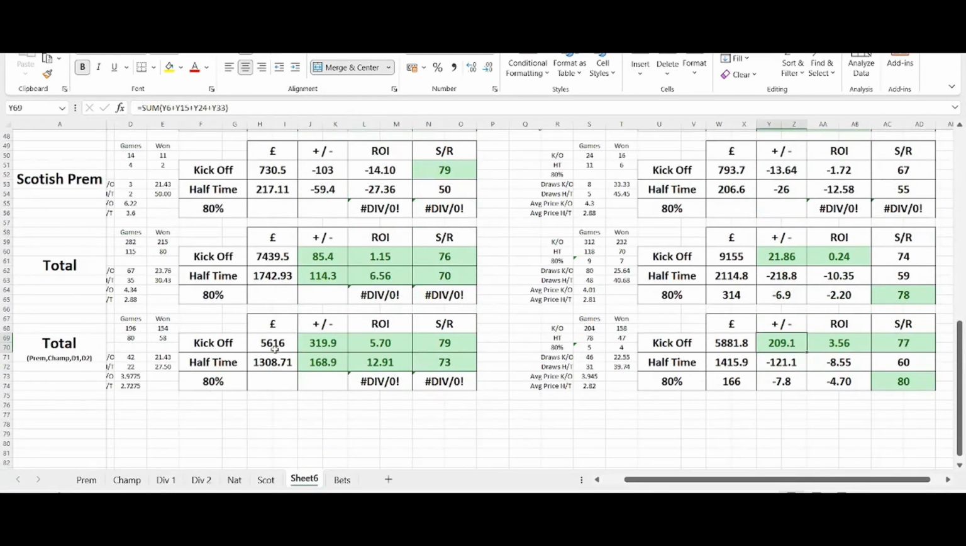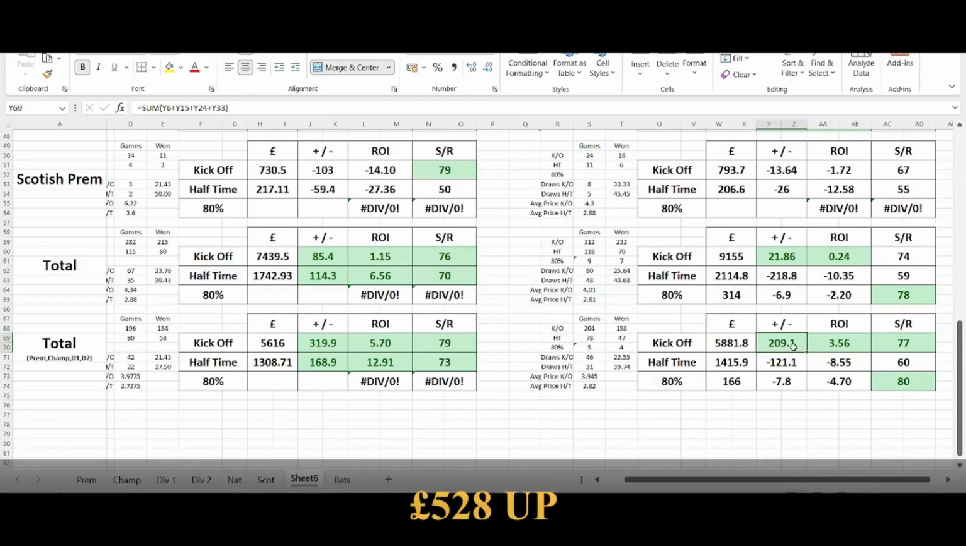So basically what I'm saying is, so far this season, if you were to do every single lay the draw on every game, you would either be £106 up on every single game, and if you just do the 4 divisions, you would be £228 up.